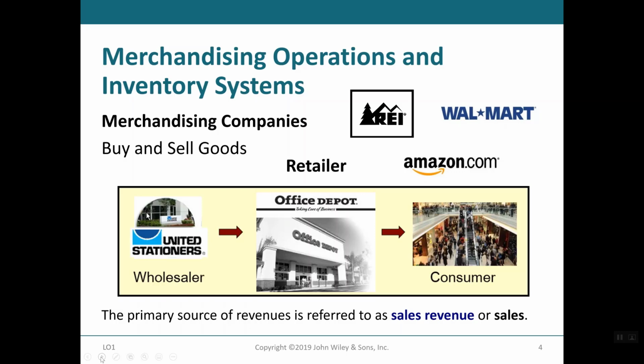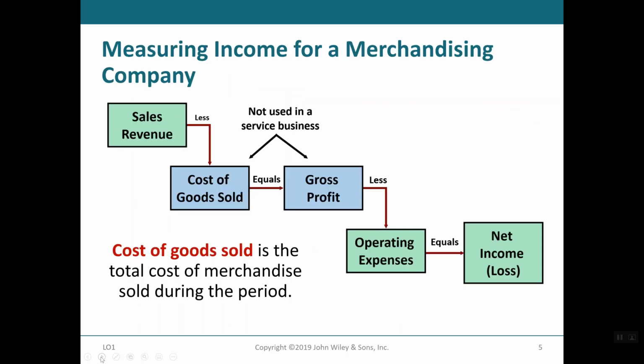If it's a service company, it's going to be called service revenue. Okay, but for a merchandising company, we call it sales revenue, or just sales. Okay. How do we measure income for a merchandising company? We begin with our sales, what you sold, right? You less your cost of goods sold. And what is the cost of goods sold? The cost of goods sold is the total cost of merchandise sold during the period. The total cost of that merchandise that you actually sold is called cost of goods sold.